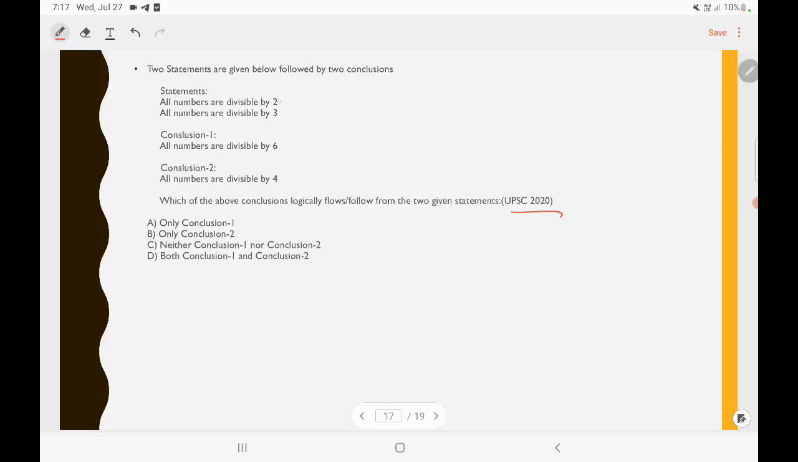Here statement 1 says that the numbers are divisible by 2. Statement 2 states that numbers are divisible by 3. Then we know that the number will be divisible by 6, right? So conclusion 1 is correct. What about conclusion 2? All numbers are divisible by 4. Is it correct? No, it's not correct, because let's take the case of 6. 6 is divisible by 2 and 3, but 6 is not divisible by 4. Therefore, conclusion 2 is wrong. So option A is the correct answer.